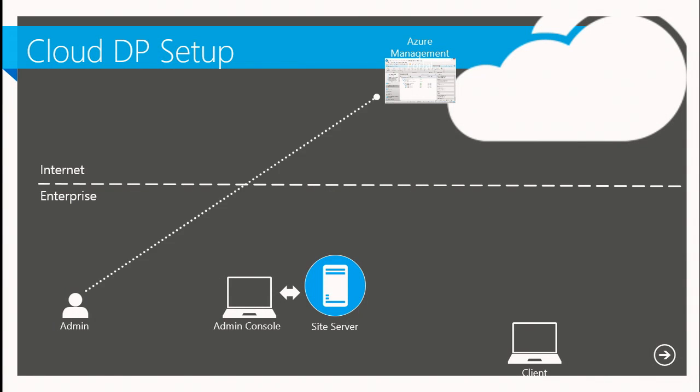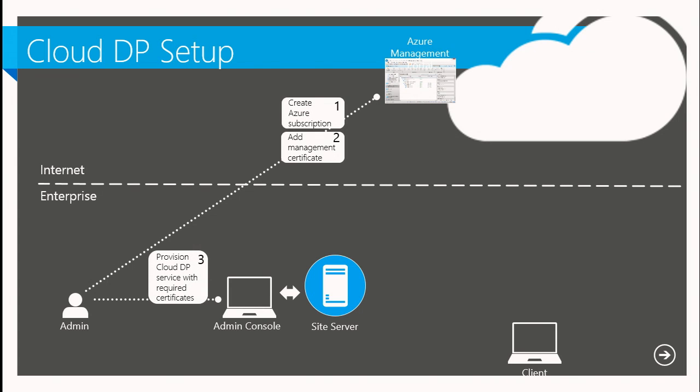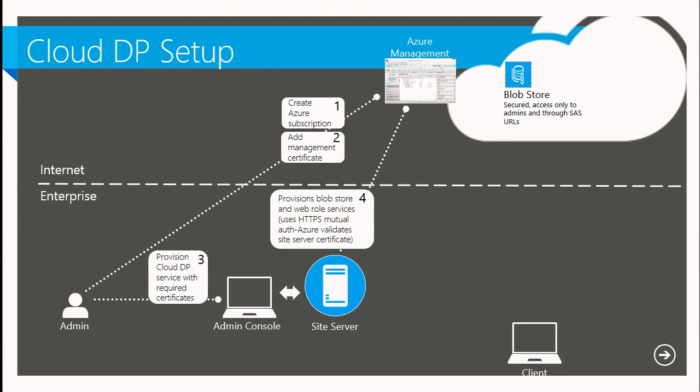So when you actually go to set up the cloud DP, the first thing you want to do is to create your Azure subscription and then grab your management certificate. Once you get that certificate, you can then go into the console and create or provision the Cloud DP servers and provide your certificate. At which point, we'll reach out and actually provision the blob storage and web role services. And then you can start deploying content to that Cloud DP. So it's a fairly straightforward, quick process.